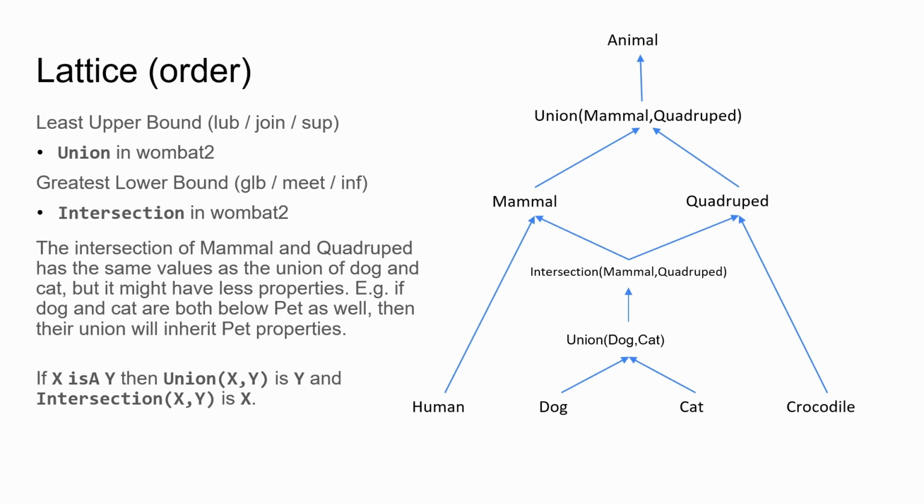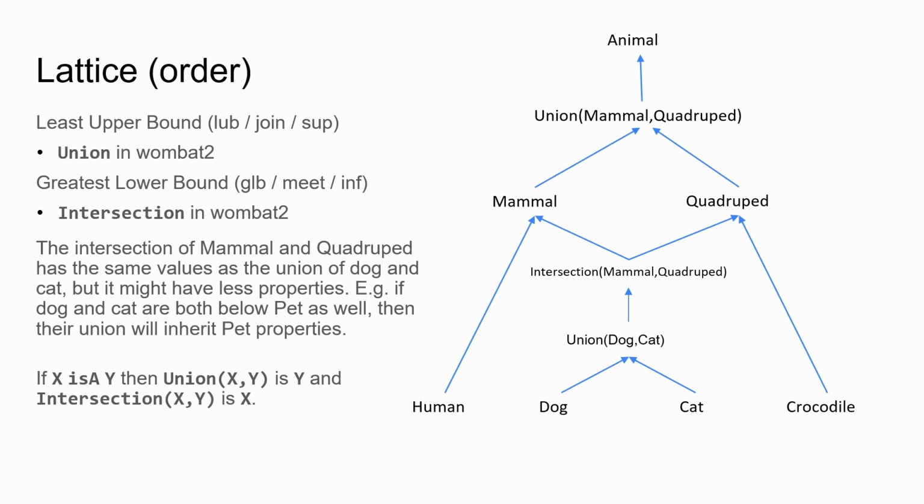So there's going to be a least upper bound of mammal and quadruped. That will be the union of the two things that are either one or the other. And because it's the least upper bound, it must be lower than animal, which is another upper bound. So we can go up from that union to animal.